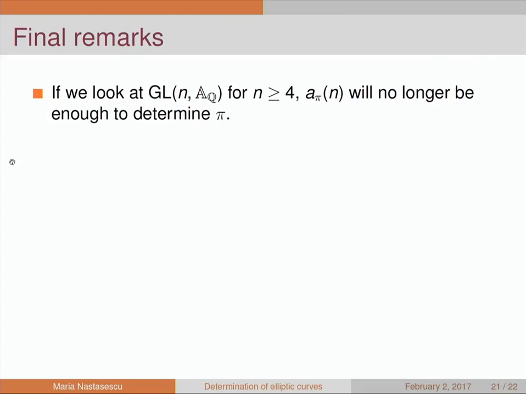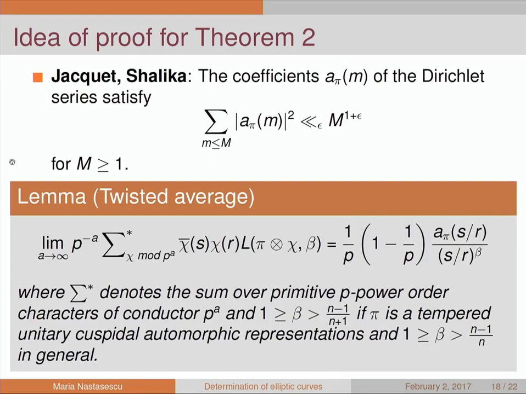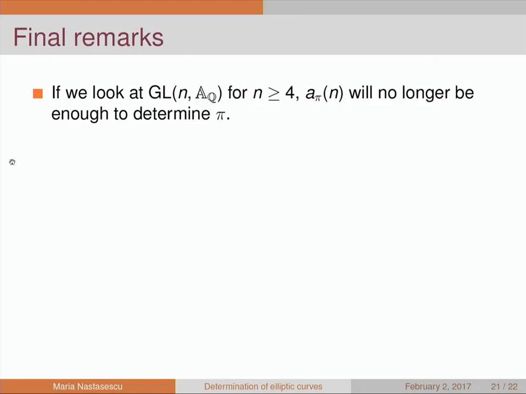So just some final remarks. There are difficulties when you try to generalize some of the results that I mentioned here. So if you look at GLN when n is greater than or equal to 4, you can get a non-vanishing result. The twisted average, when I look at s equal to r, will give me that L of pi twisted by chi at beta in this interval fixed is non-vanishing for infinitely many p power order characters. And this holds for GLN, not just GL3, but it's not enough to get that it determines the form pi.